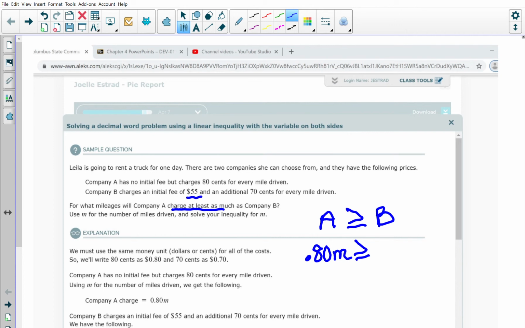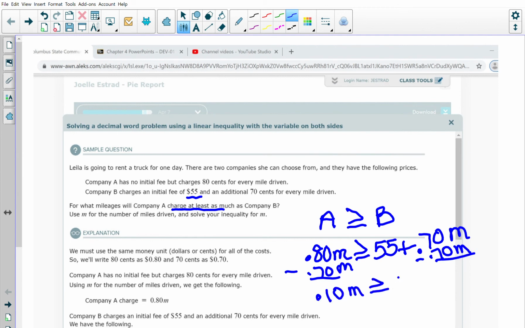And company B charges $55 plus 70 cents for every mile that the truck is driven. So we're solving this inequality for M. So first I'm going to subtract 0.70 M to get the variable amounts on one side. So I have 0.10 M is greater than or equal to 55. And then I divide by 0.1.